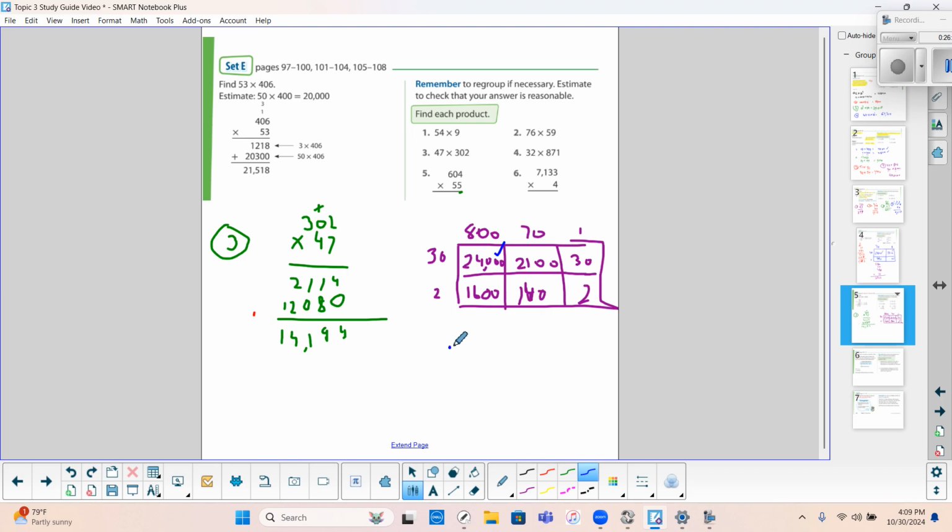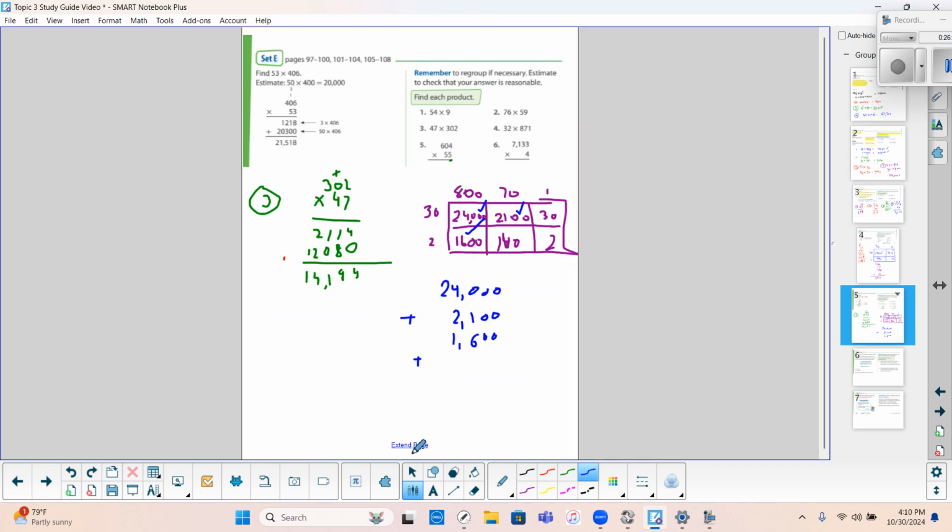Let's start with our largest place value. So I have 24,000 plus 2,100 plus 1,600 plus 140 plus 30 plus 2.